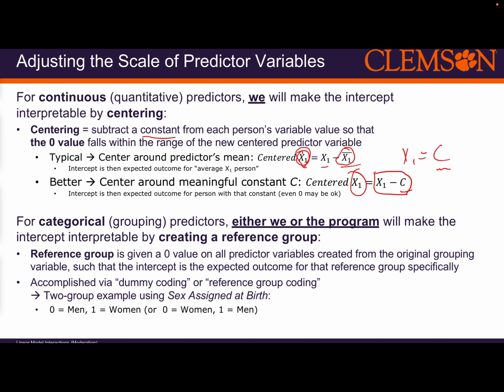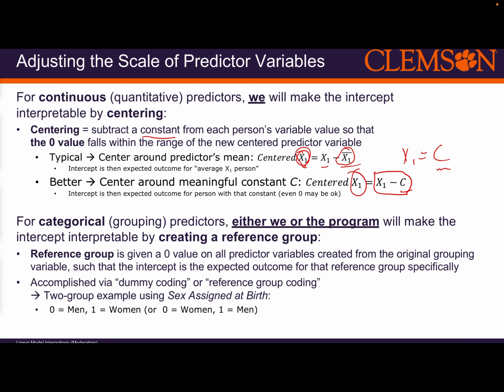For categorical or grouping predictors, we manually, or our statistics or data science program, will make the intercept interpretable by creating a reference group. Now, a reference group is, well, all but one method of coding.